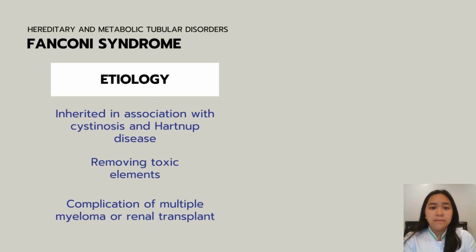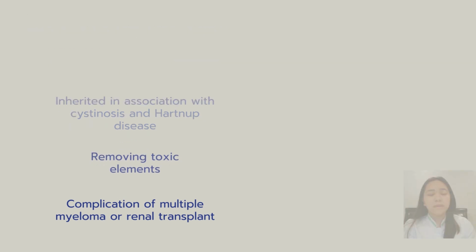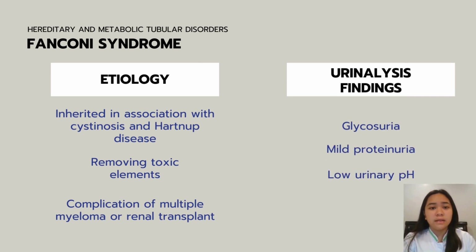Its etiology: it is inherited in association with cystinosis and heart-valve disease, toxic agents such as heavy metals and outdated tetracycline, and complication of multiple myeloma or renal transplant. For its urinalysis findings, we have glycosuria, mild proteinuria, or low urinary pH due to the failure to reabsorb bicarbonate.